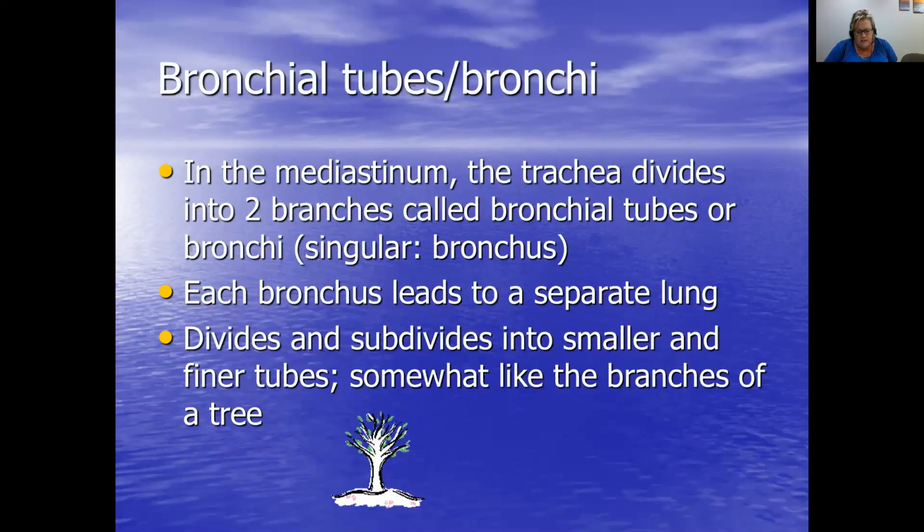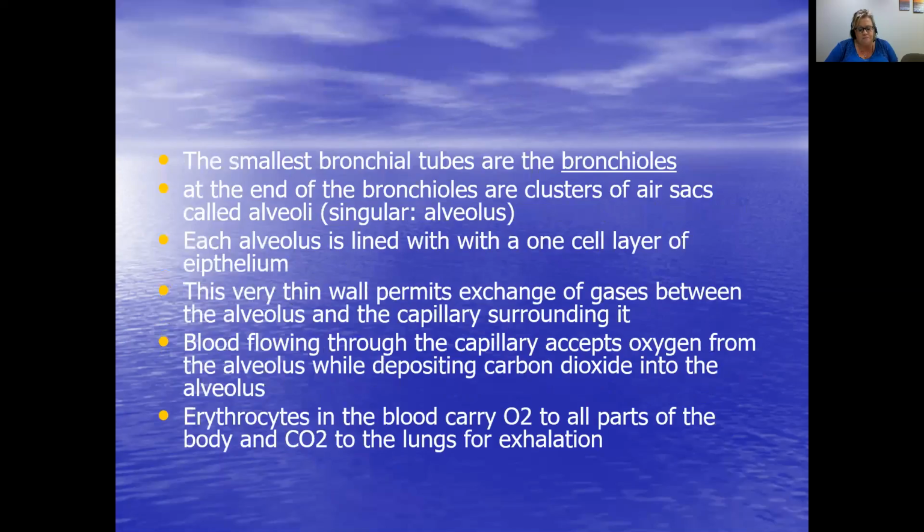And number 15 represents the lungs. And inside those lungs, the smallest bronchial tubes are the bronchioles. And if we break that word down, O-L-E means little or small, so little or small bronchi. At the end of each bronchiole are clusters of air sacs, and these are called alveoli. Or if it's singular, we're talking about just one, it's the alveolus.